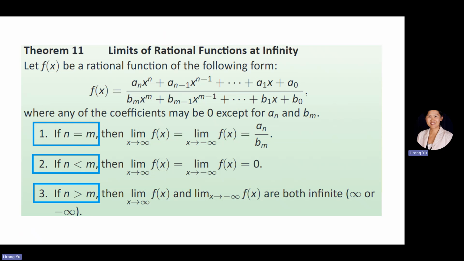Now, if the numerator has a lower degree, the numerator is much smaller than the denominator, and the limit equals 0. So y equals 0, which is the x-axis, will be the horizontal asymptote. The last case is when the numerator has a higher degree, when the numerator is way too big, and then we say there's no horizontal asymptote, since the whole function goes to infinity. They don't level off, they just go that way. There's no asymptote. Any questions?